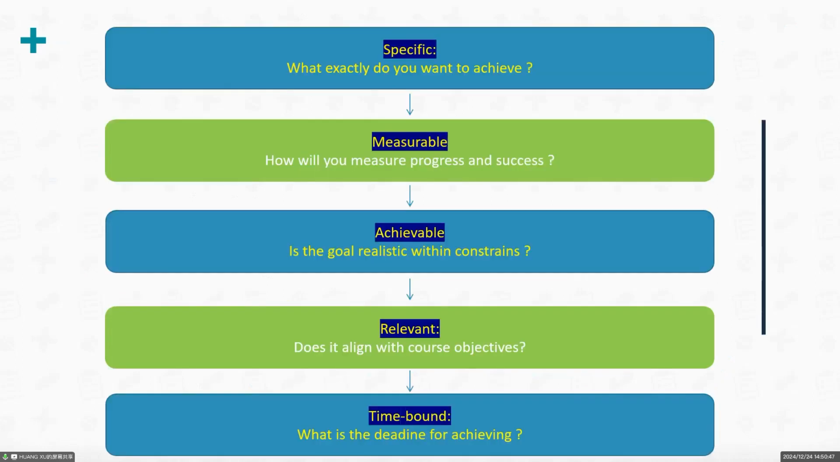About the first, specific: what exactly do you want to achieve? The second is measurable, which means how will you measure progress and success. The third is achievable, which means is the goal realistic within constraints. The next one is relevant, which means it aligns with course objectives. The last one is time-bound, which means what is the deadline for achieving it. And I will give an example after.